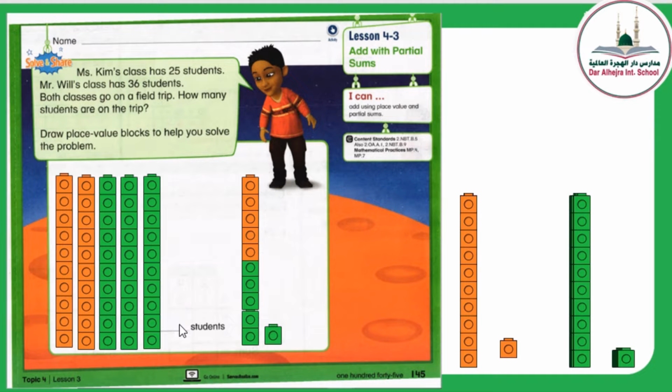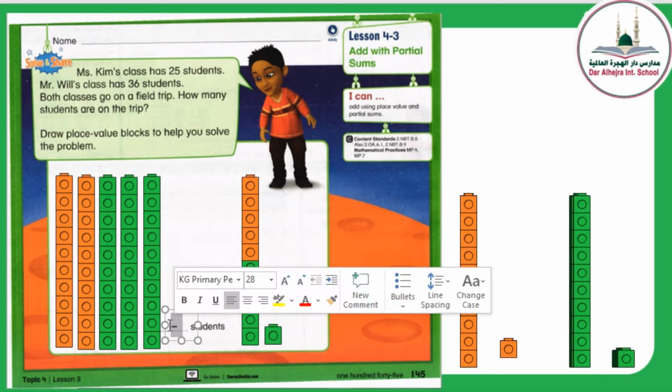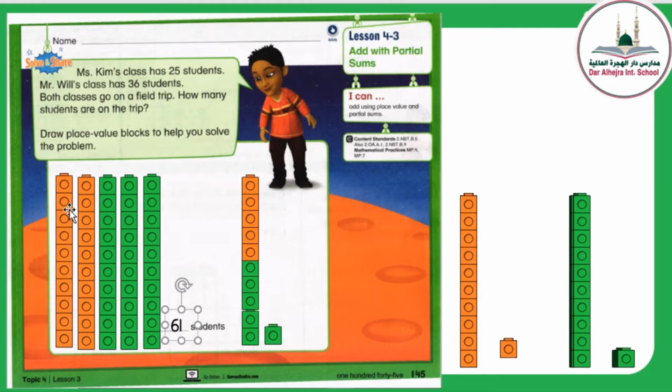That means the total number of students in both classes is 61. So I'll write here 61. As I can see from the link cubes, 1, 2, 3, 4, 5, 6 tens and one link cube is here.